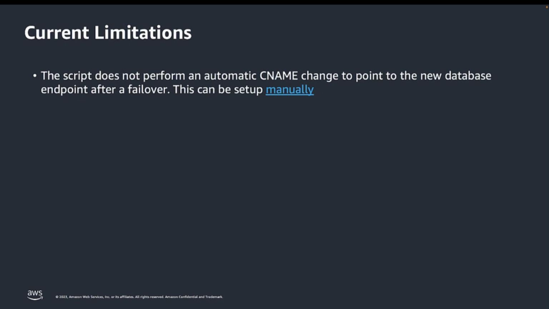Now, this can be set up manually. And we know a lot of customers use this type of configuration today. Many of them use Route 53 for the CNAME field. So you can have a database trigger which changes this Route 53 CNAME field from the old primary to the new primary. It triggers based on the failover from primary to standby database. This is possible, it's just not included in this version of the script.